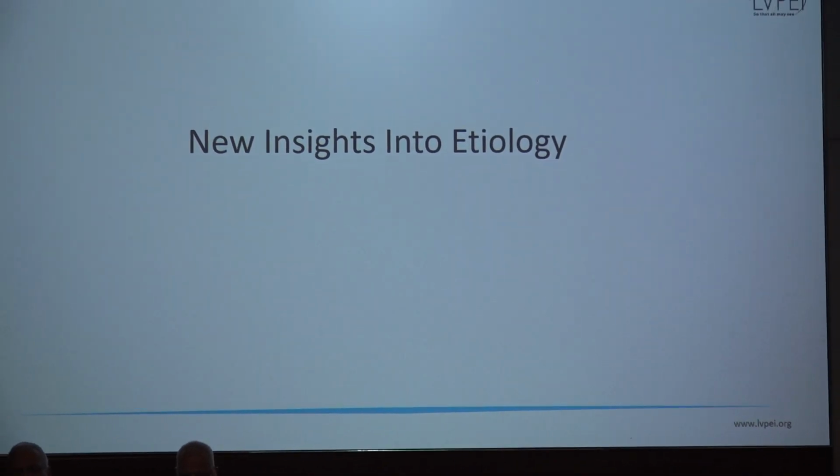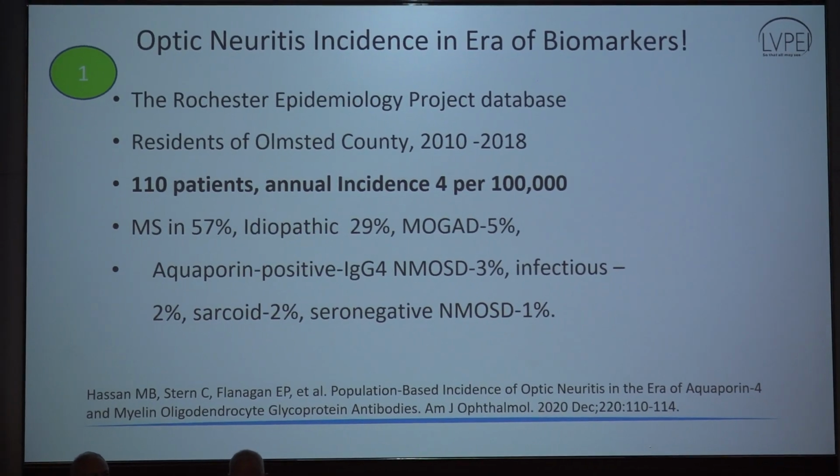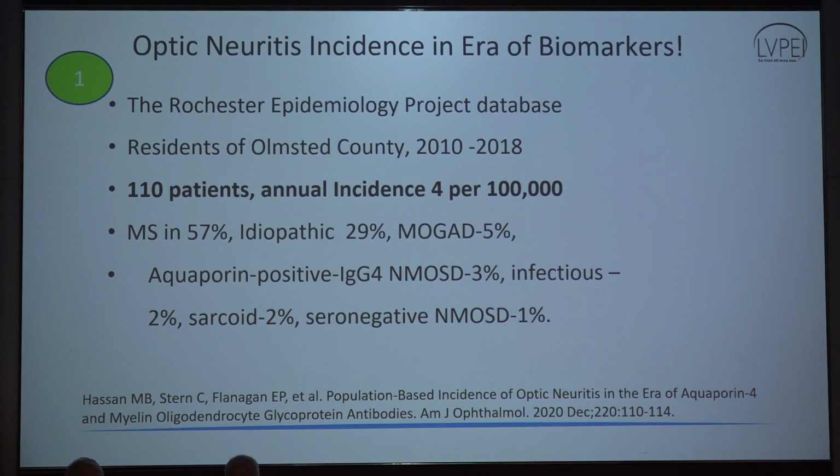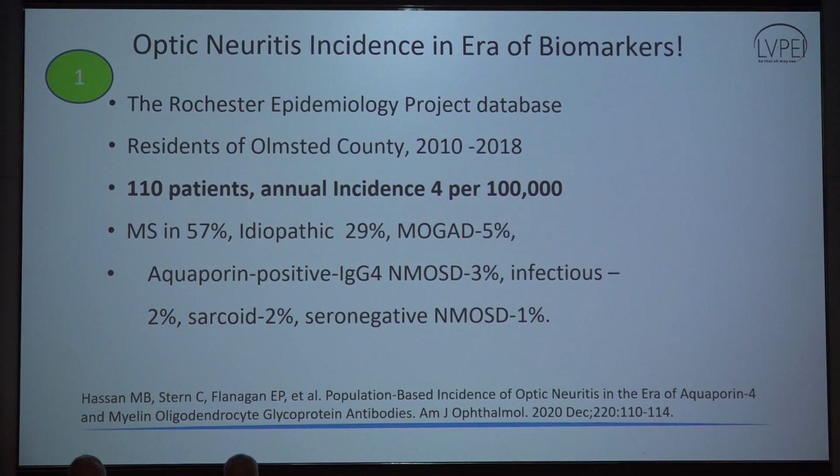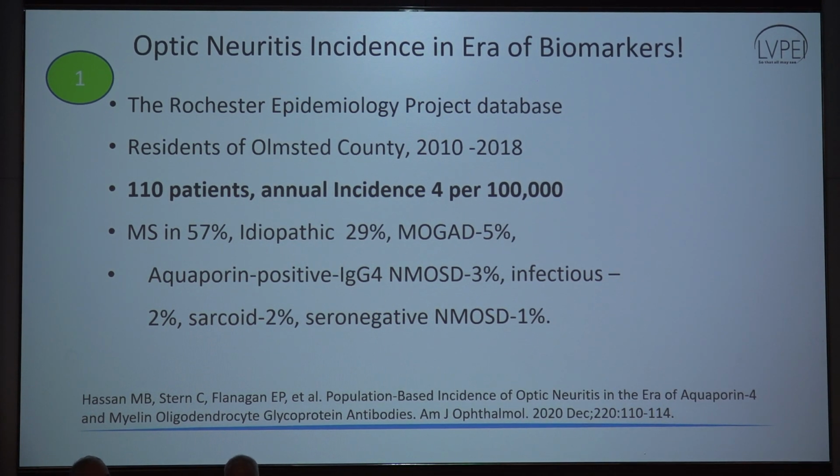So, what is the current literature that tells us about the etiology? This is a Western study coming from the Rochester group, where they looked at the population-based incidence of patients seen in a single center between 2010 and 2018, and they found that the annual incidence was about 4 per 100,000.